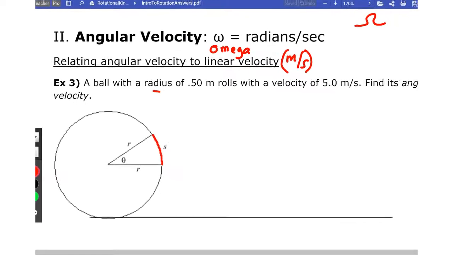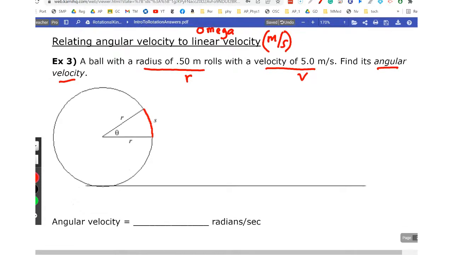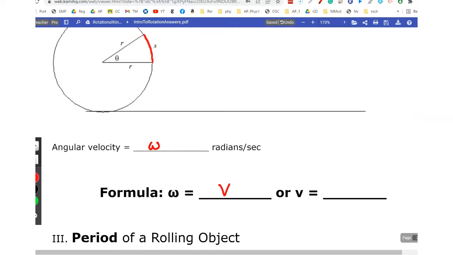So a ball with a radius r rolls with a velocity v. What's its angular velocity? How many radians per second does it move? What's its rotational velocity? So here's how it works. Angular velocity, I already said, was curly w. It's radians per second, and the formula is the regular linear velocity divided by r, and so if you cross multiply, you can see linear velocity is omega times r, rotational velocity times r.